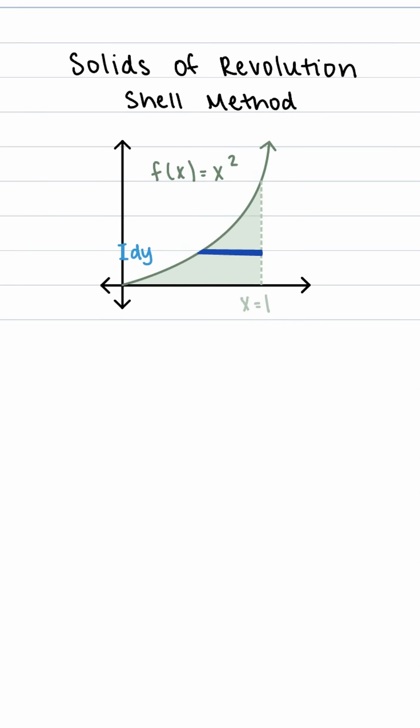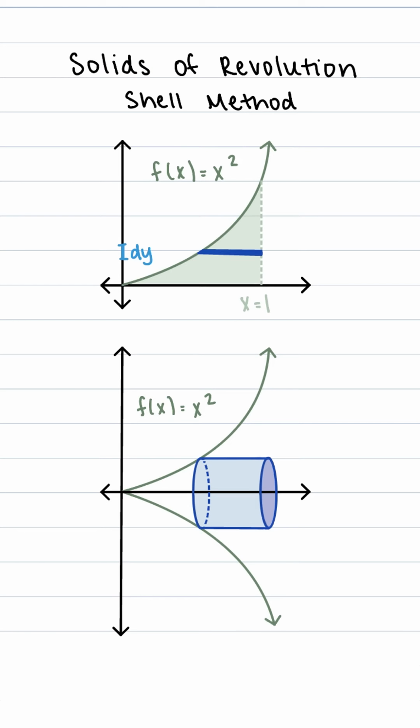For shell method, what we're going to do is take a tiny little length of this, and notice that our little tiny width would be in terms of y, which would be our dy. So we know we're going to be integrating in terms of y. Now, if I revolve this little space all the way around the x-axis, I would get a cylindrical shell.